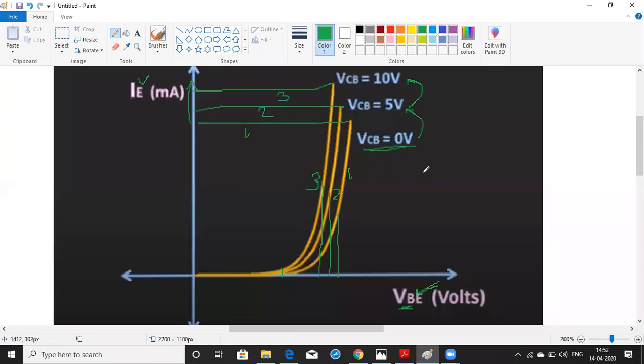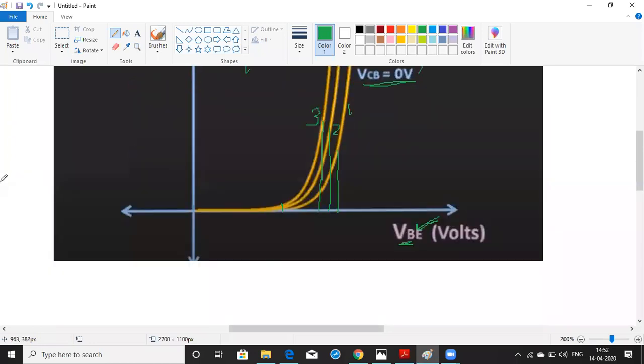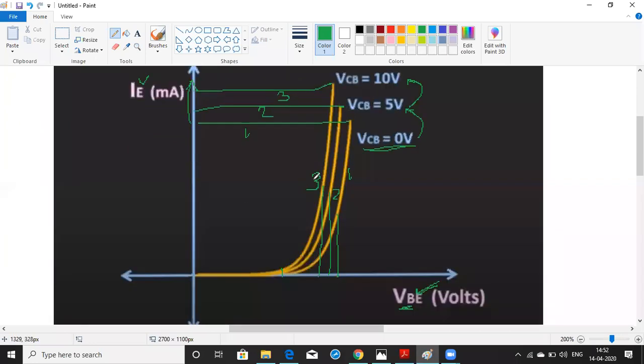So these are actually the input characteristics. These are the characteristics drawn between the input voltage VBE and the input current IE, considering VCB as a constant. But in this case, when VCB is increasing, when the reverse voltage is increasing, the emitter current is also increasing, but the input voltage, the VBE voltage, is decreasing.